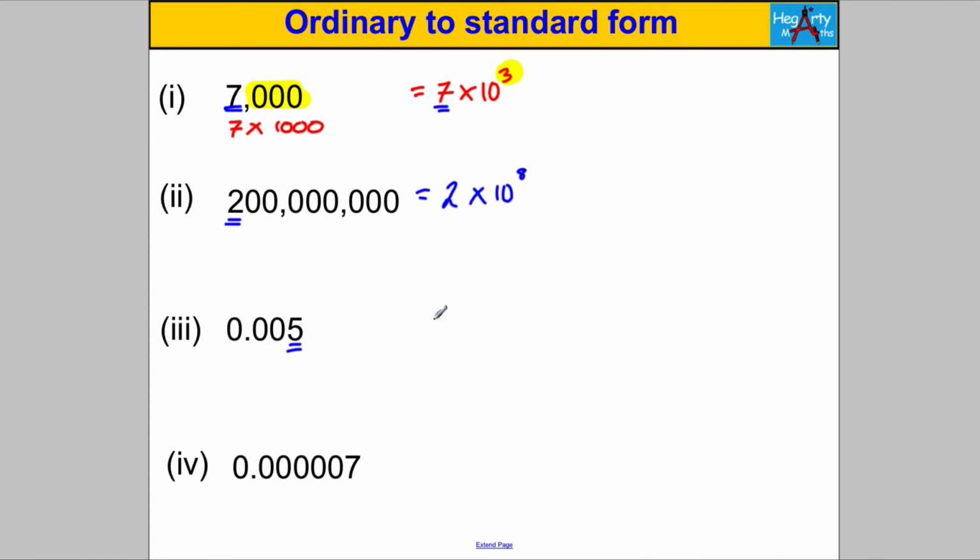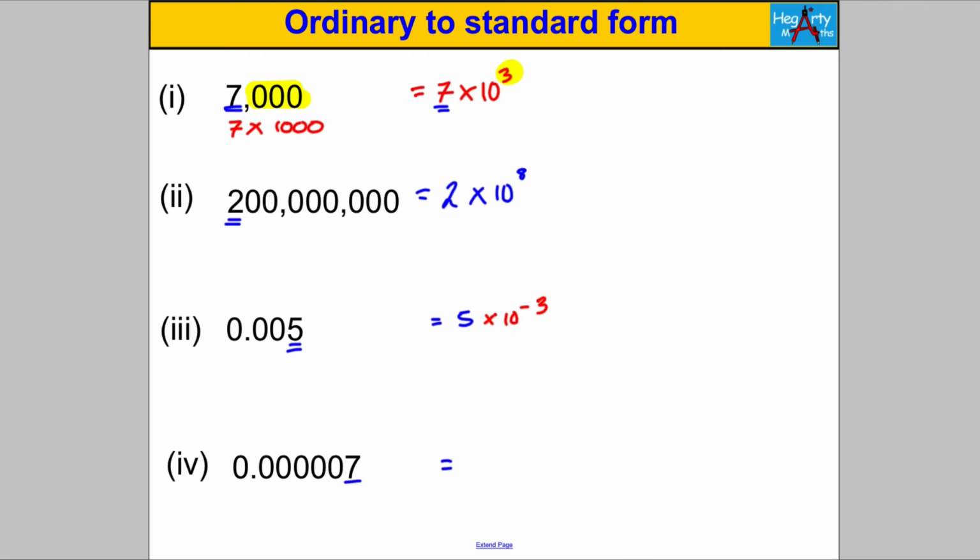Now, in small number cases, you do the exact same thing. You find the first non-zero number, which is 5. You write it down. Now, because we've got a small number, we count how many digits before the 5. There are 3. Now, we're not going to say times 10 to the 3, are we? Because that's for big numbers, like this. We're going to say times 10 to the negative 3.